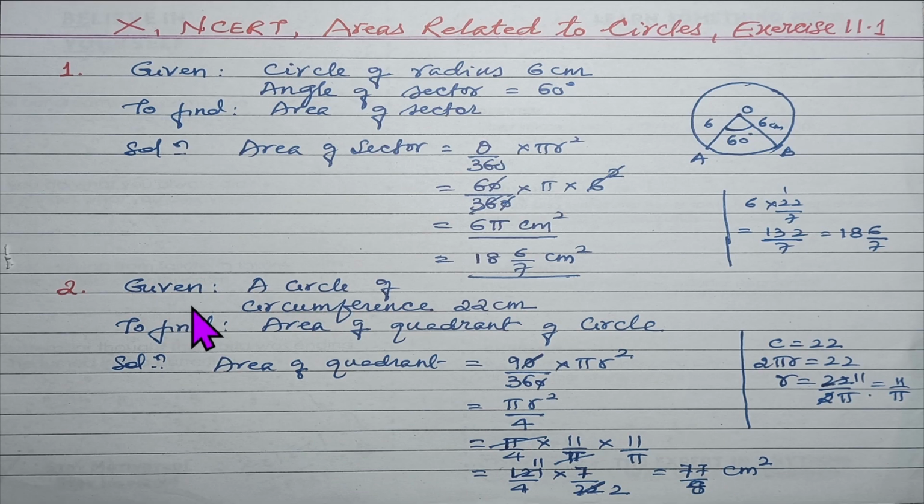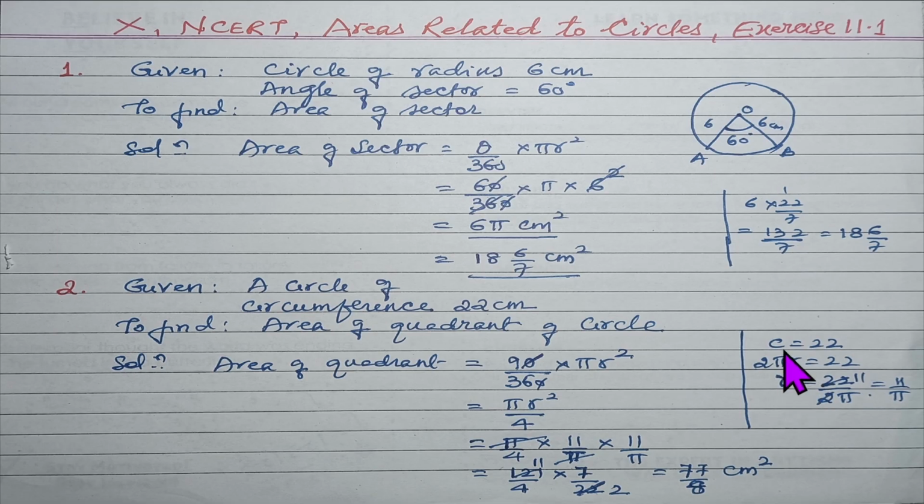In the second example, a circle of circumference 22 centimeters is given to us. That means the circumference of the circle is 22 centimeters. We have to find the area of the quadrant of the circle. Area of a quadrant means it is 1/4 of a circle, or 90 by 360 into pi r square, or pi r square by 4, and we do not know r here. To find r, we are given C. Circumference is 22 centimeters and circumference is 2 pi r.